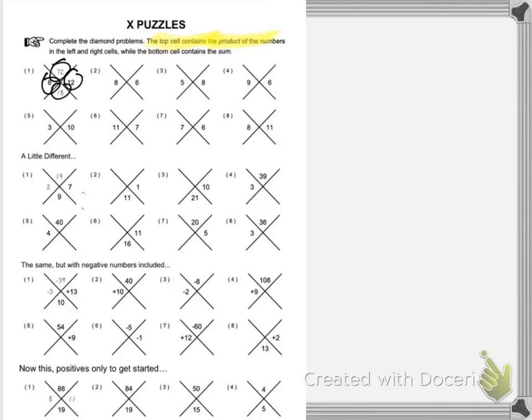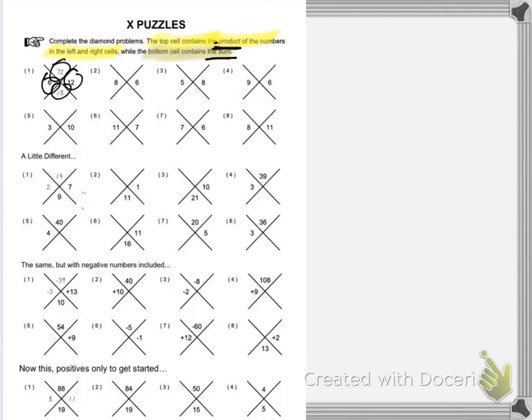of the numbers in the left and the right. And the bottom cell contains the sum. So some keywords that we needed to see were that the top is going to be the product of left and right, and the bottom cell is going to contain the sum of the left and right. So let's do a couple together.